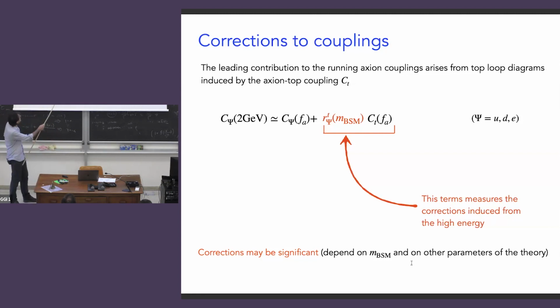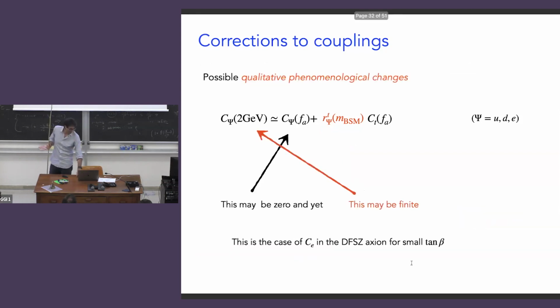What's interesting is that this correction may be significant, 100%. Could be just as big as the initial one. So it's not necessarily small. Obviously, this depends on the scale, which we don't know, and also on tangent beta. So there could be even qualitative changes for this correction, right? For example, it could happen that this is 0.